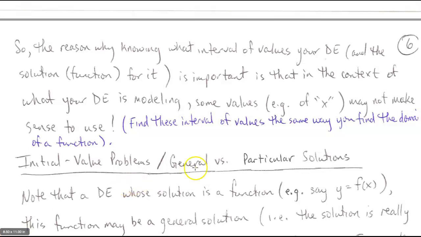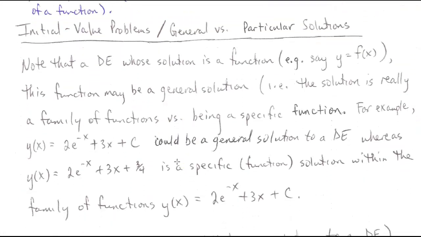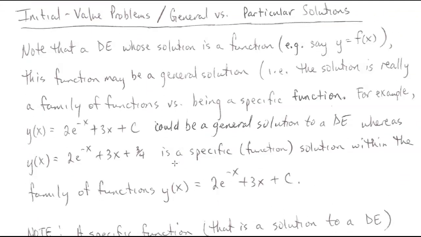All right, so moving on here, let's talk about initial value problems now and general versus particular solutions. So note that a differential equation whose solution is a function, say y equals a function of x, may be a general solution. That is to say, the solution is really a family of functions versus being a specific solution. So for example here, this particular function, because it has this arbitrary constant in it, is what we're going to refer to as a general solution.